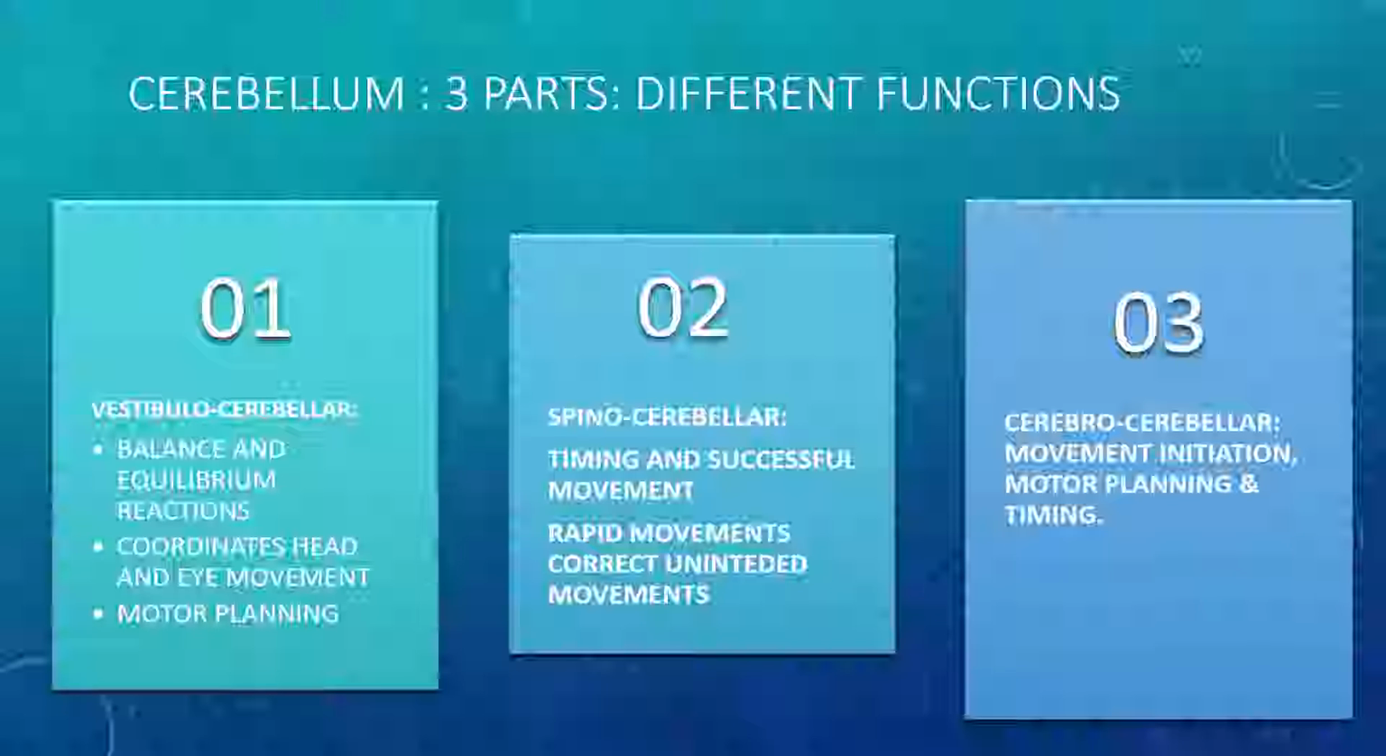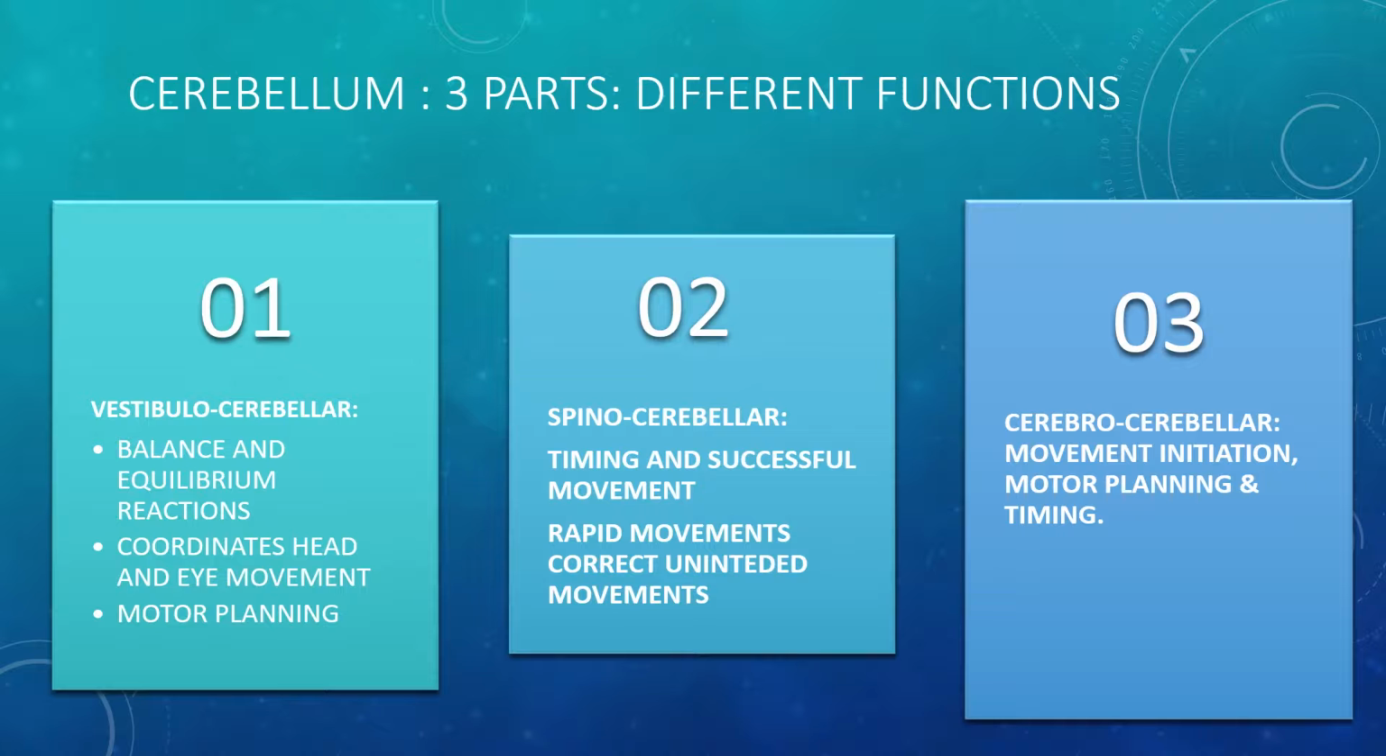Part 2 is the spinocerebellar area, and that's for timing and successful movement. So it's a support for successful movements, for rapid movements, and to correct unintended movements. So it dampens, I think dampening is the best word. It dampens unintended movement, but it helps to keep the timing of rapid movements and keeps movement in general successful.